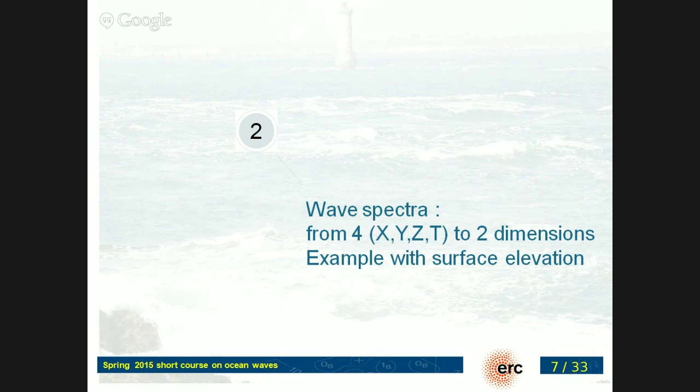And what I want to start with is that waves are something that happens in 4 dimensions: x, y, z in space, and time. And we're going to reduce this motion in 4 dimensions to only 2 dimensions, and I will show you how we do that. We will end up essentially reducing the information, and this is how we can do some modeling with only a 2-dimensional spectrum.